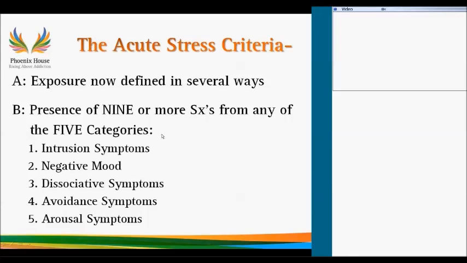The acute stress criteria defined exposure in the same way that PTSD is. And here, instead of having PTSD where it was 1 of this, 2 of these, 1 of those, kind of like a cookbook method, this is the presence of 9 or more symptoms from any of these 5 categories. So you still have intrusive, negative mood, dissociation, avoidance, and arousal symptoms, but you don't have to have 1 of these, 2 of these, and so on and so forth. So the idea is that the person is experiencing quite a bit.